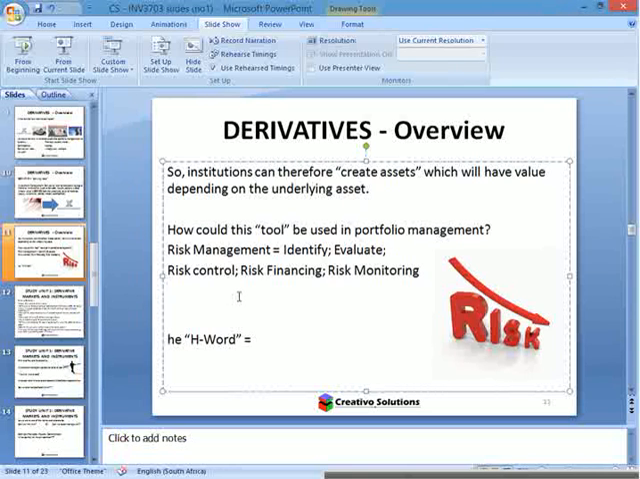Yeah, so for example, changing your password every 30 days. You're reducing the risk of unlawful access to information, and that doesn't cost anything. Risk financing is where we're using money to solve problems, and that's where derivatives come into it. So how can this tool be used in portfolio management? It's the risk financing in terms of managing risk.